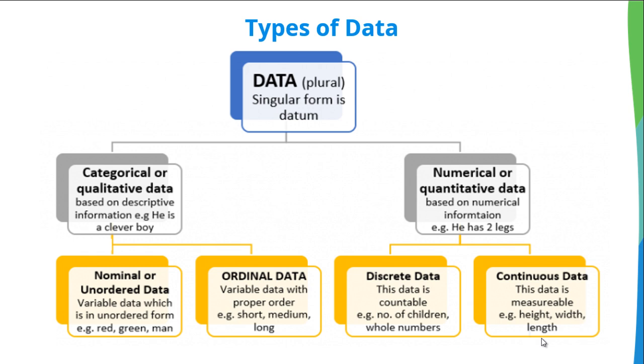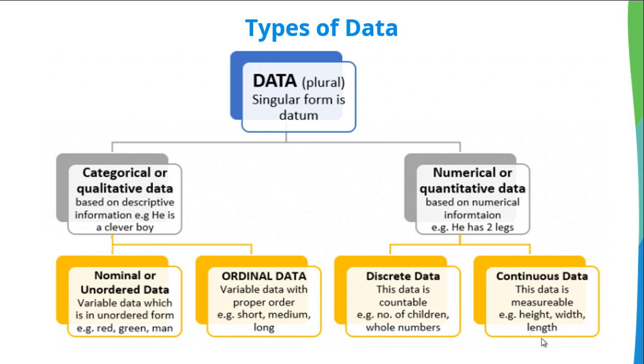But under numeric data, we have data based on numerical information, e.g., it has two legs. Two indicates that the number is countable. It is numerically ordered, quantitatively in a good arrangement. So we have numbers here. It can be discrete, or it can be continuous.